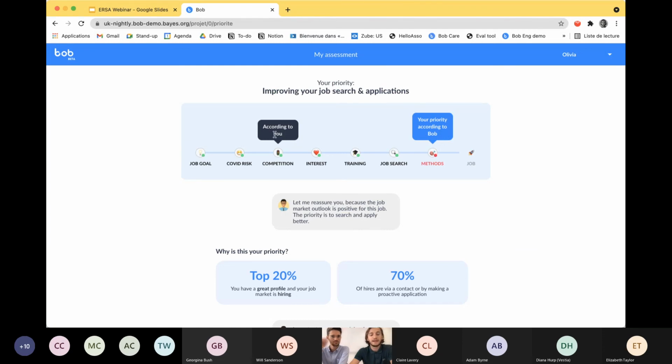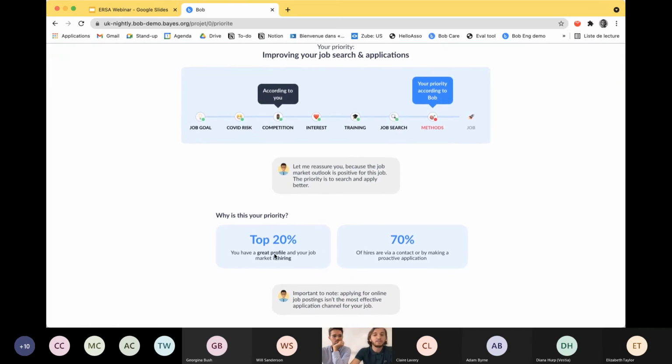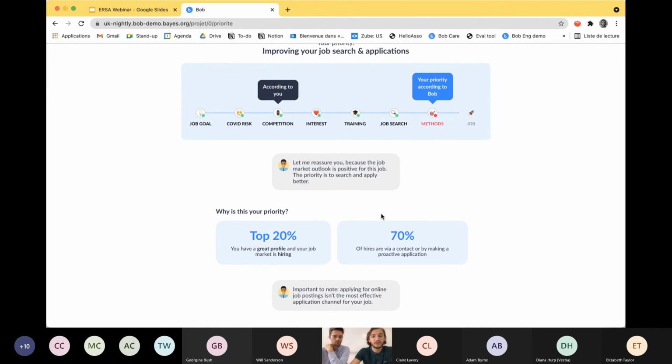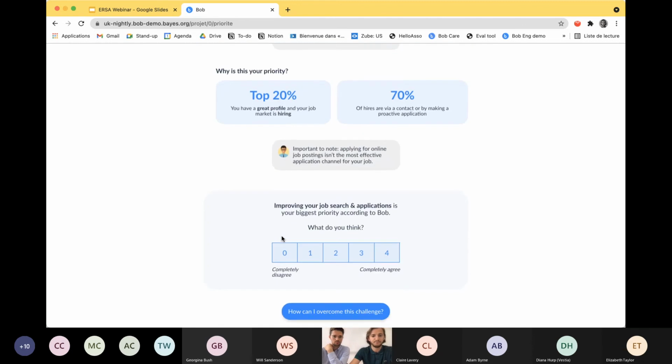And like I said, the first question we ask the person is, what do you think is your priority? And the job seeker, in this case, thought it was the market, that it was too stressed. And so the aim for Bob now is to explain the diagnostic. Not only is it important, like I said in the beginning, to share some information, but it has to be understandable so that the job seeker can take ownership of their job search. And so here, Bob will leverage labor market data to explain why the methods are the most important priority for this person in the given situation.